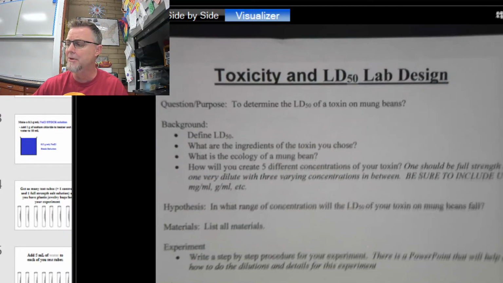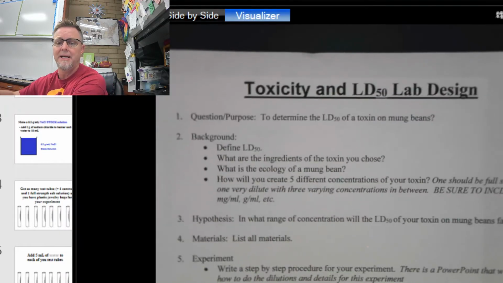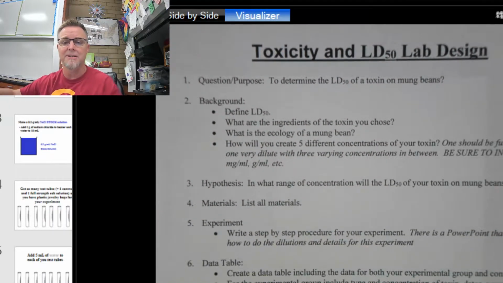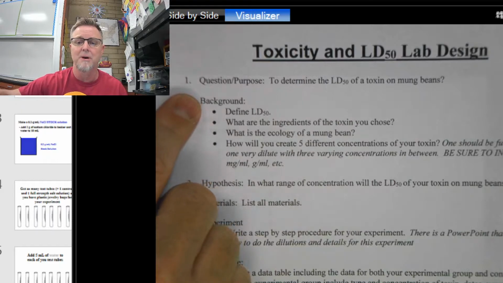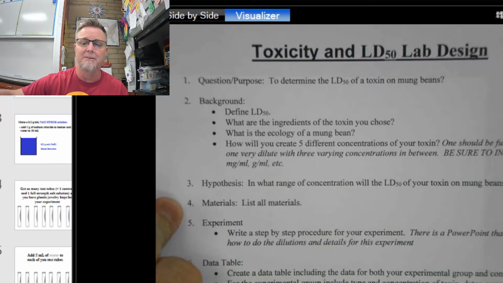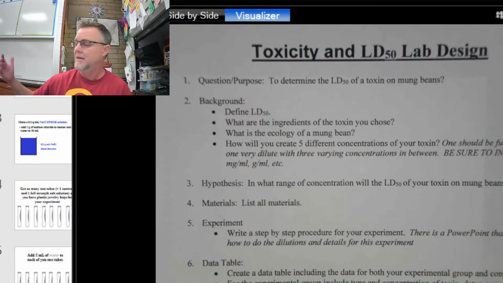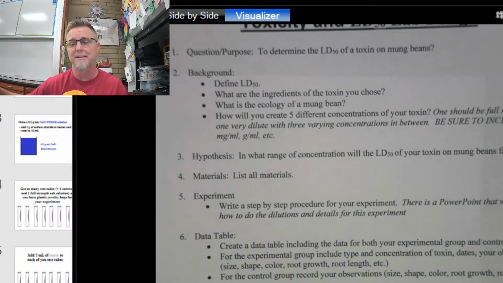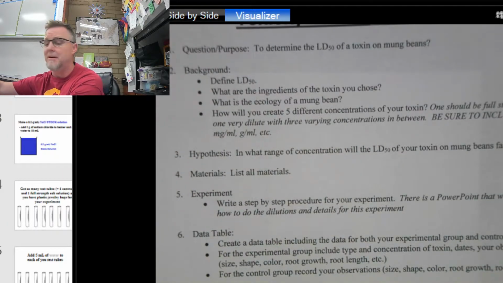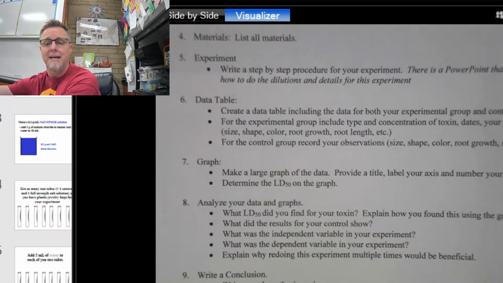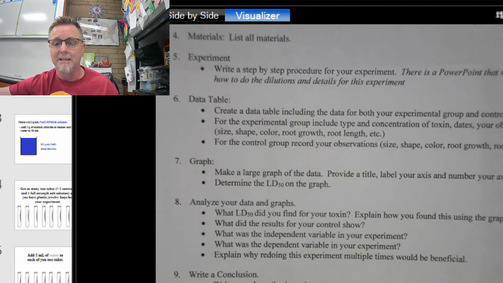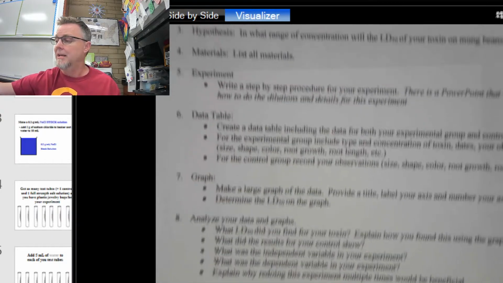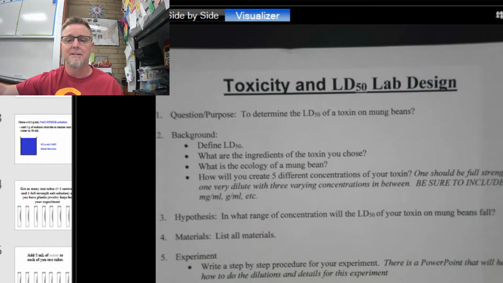And then in your notebook, you're going to generate a lab report that has all this good stuff in it, like what's the question, purpose, background, hypothesis, materials. You're going to make an experimental design, data table, graph, and then as you get to the bottom here, you bet there's some analysis questions, conclusion, error analysis, and the like. So this is a full lab report that you're going to deal with in your science notebook.